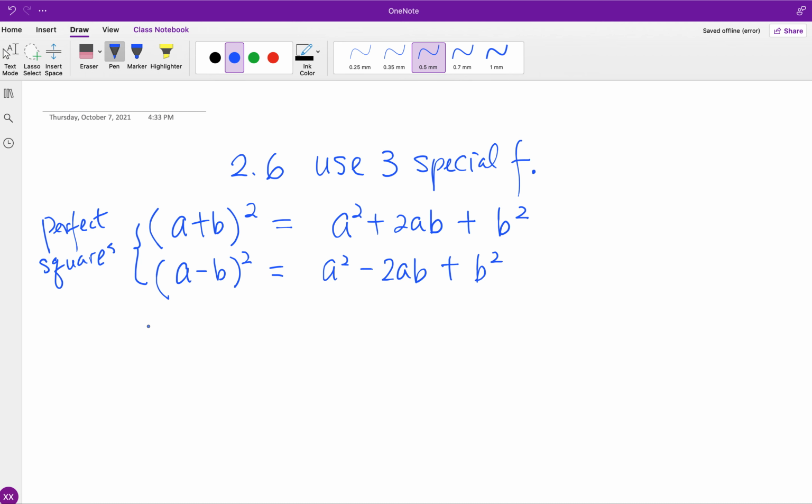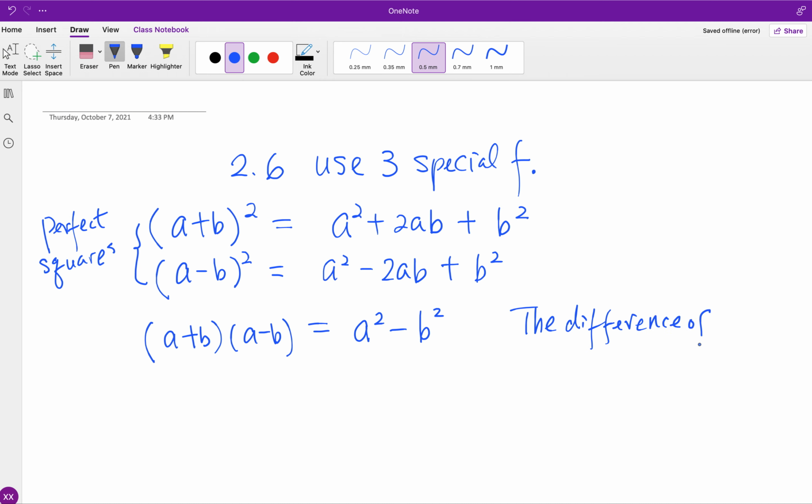Now there's another one, which is (a + b) and (a - b). These two binomials multiplied together equal a squared subtract b squared. Now this is called the difference of squares. All right.